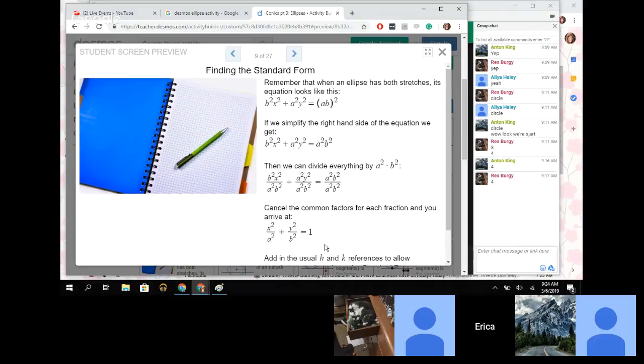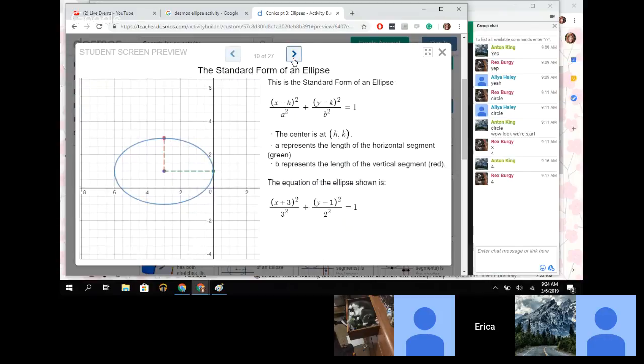Okay, and then there's another part to it down there. This is the standard form of an ellipse. You can ignore the h and the k right now because the h and the k basically tell you how far it moves from the origin. But your a squared, if you have a horizontal ellipse, the A part represents the distance from the center to the main vertex. And your b squared, the B part represents the distance from the center to your co-vertex. We won't worry about the h and the k right now.